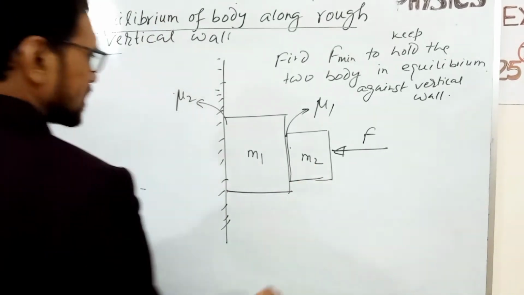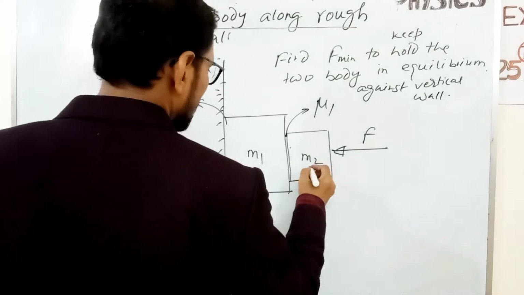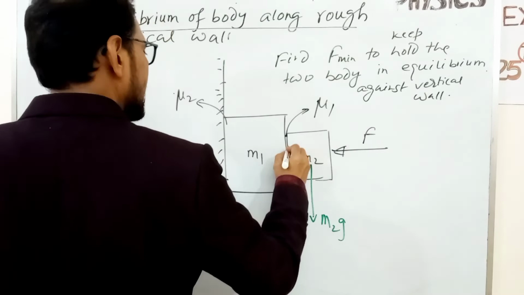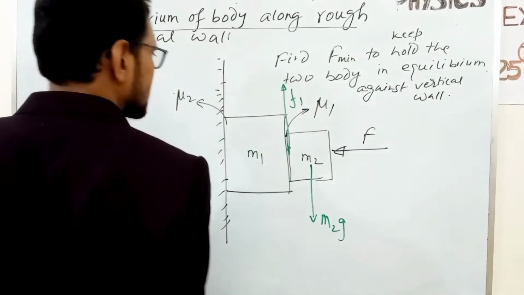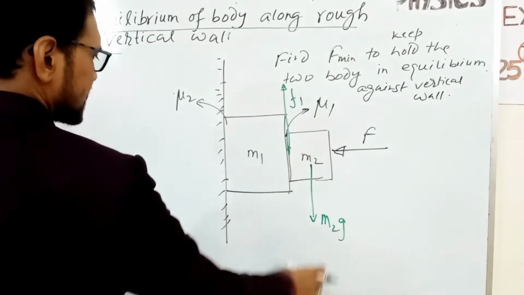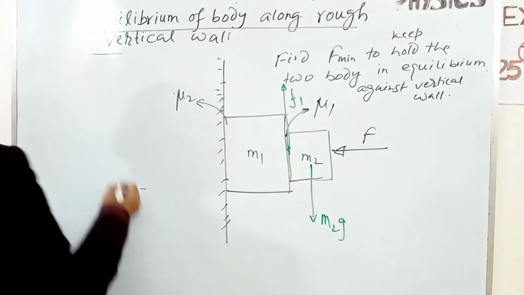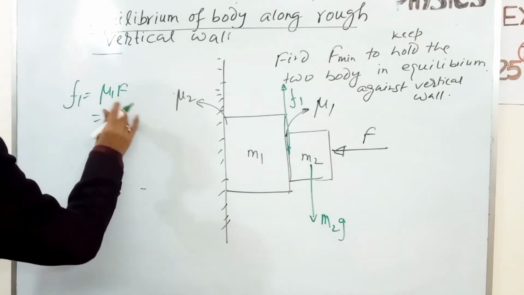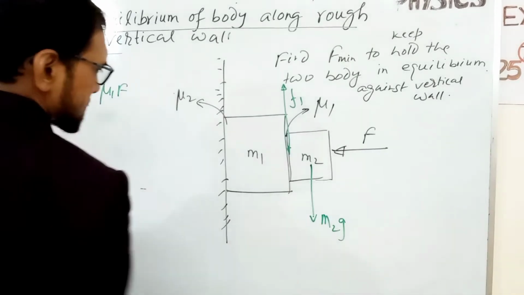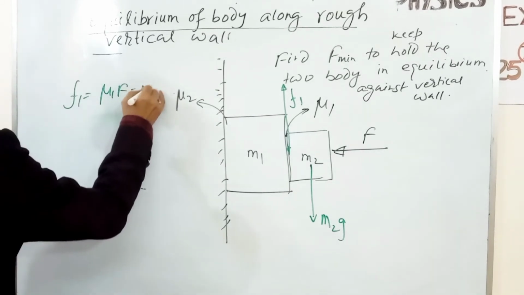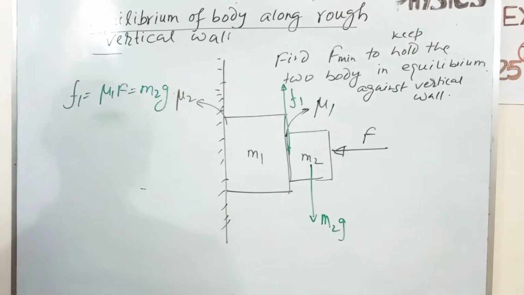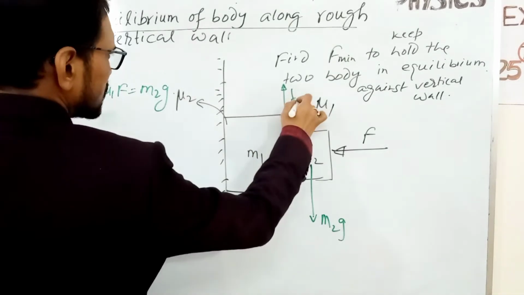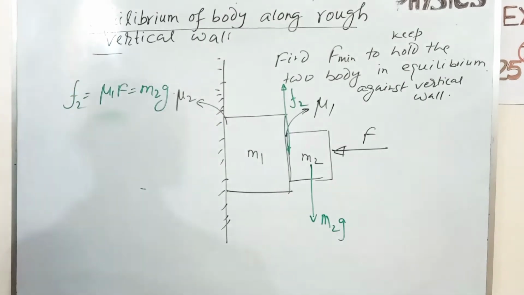If we consider the equilibrium of the mass m2, weight m2g acts in this direction, so friction acts in this direction and prevents the block from sliding downward. So friction equals what? Friction equals mu1 into F. Now this friction prevents the weight, so friction equals weight m2g. Suppose this friction is F2.